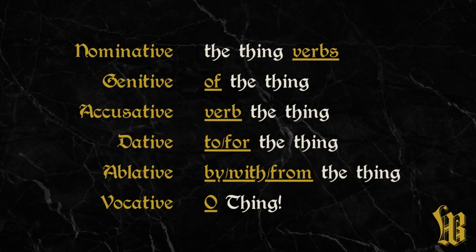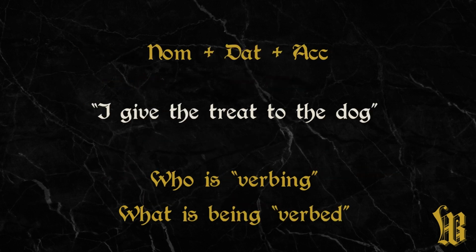So to review, nominative, the thing verbs, genitive, of the thing, accusative, verb that thing, dative, to or for the thing, ablative, by, with, or from the thing, and the vocative, o thing. Now let's put some of them together.